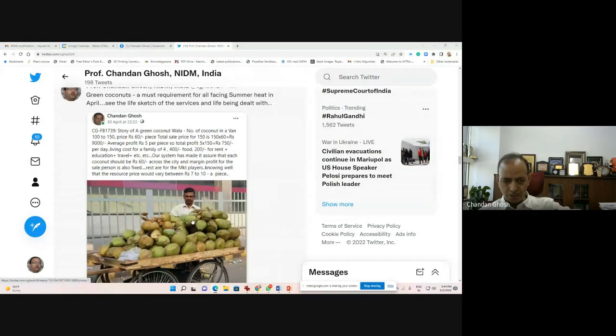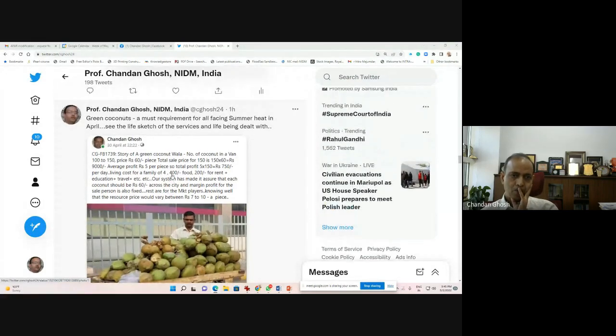Price across the city is rupees 60. This is fixed. See, this cannot be changed or anything. There is no seasonal variation or anything. It is such an essential item. Green coconut, a must requirement for all facing summer heat in April. See the life sketch of the services and life being dealt with.